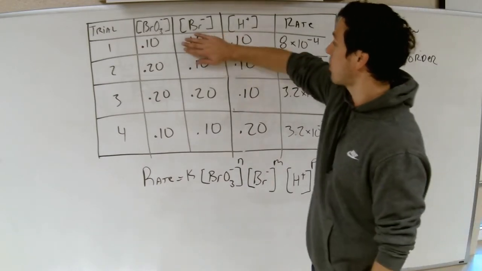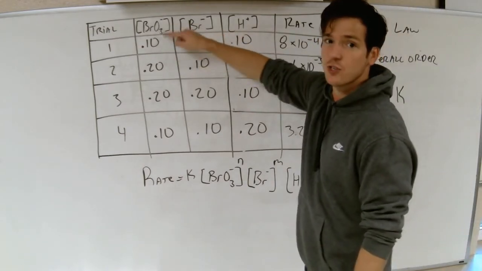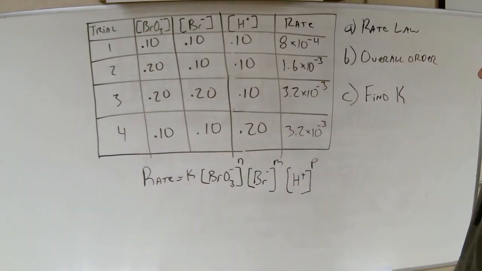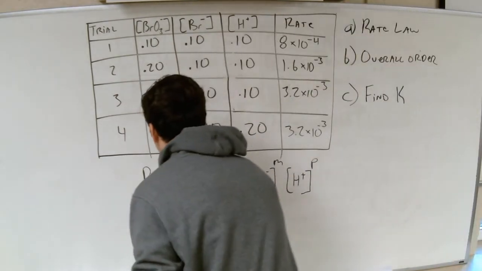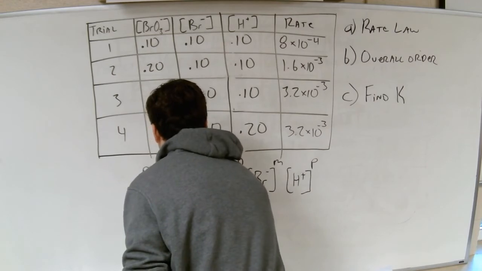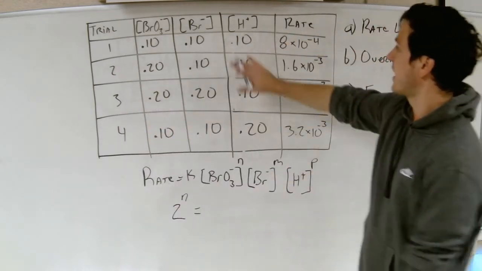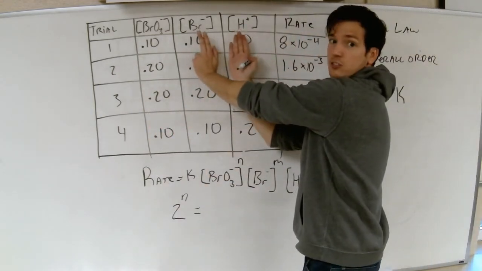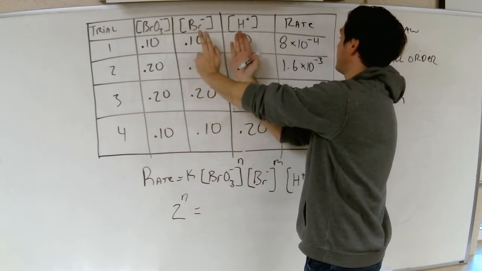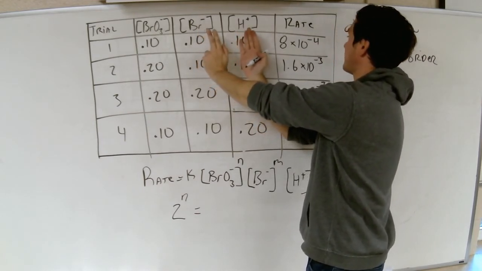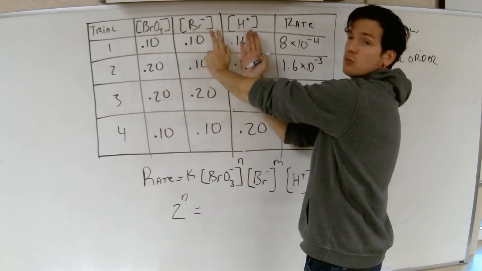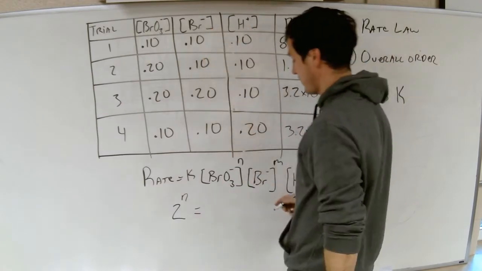So I'm looking at BrO3 minus, and I see that the concentration has doubled. Okay? So for BrO3 minus, I'm going to put a 2 to the N. And I notice that as the concentration doubled, the rate also doubled. 8 times 10 to the negative fourth times 2 is 1.6 times 10 to the negative third.